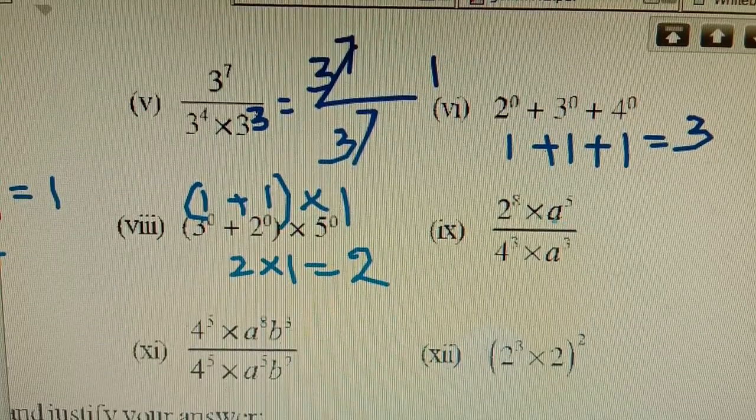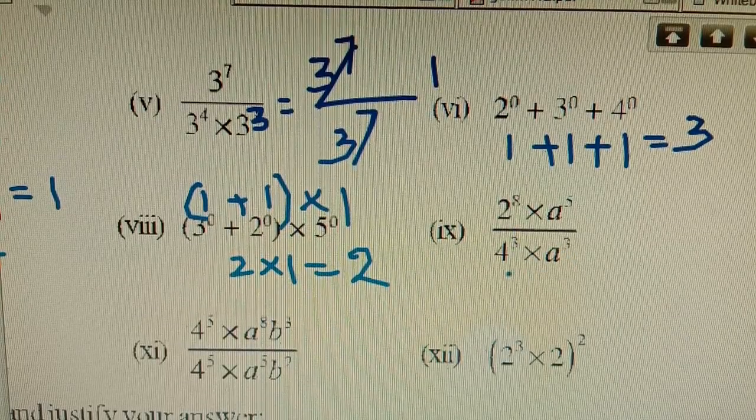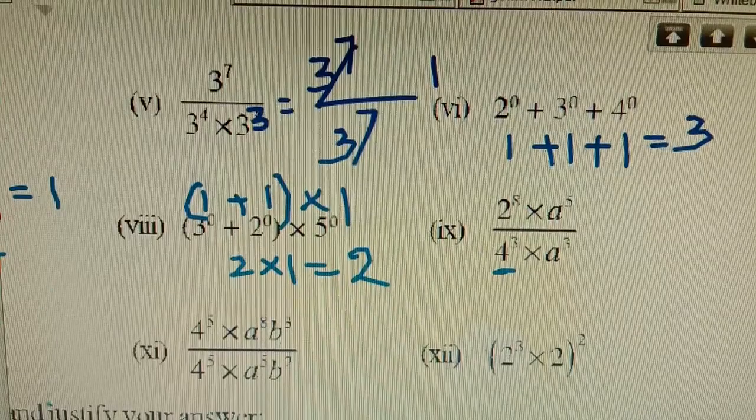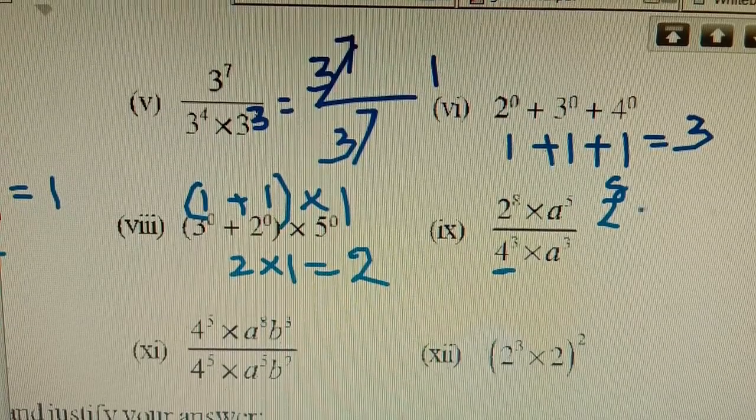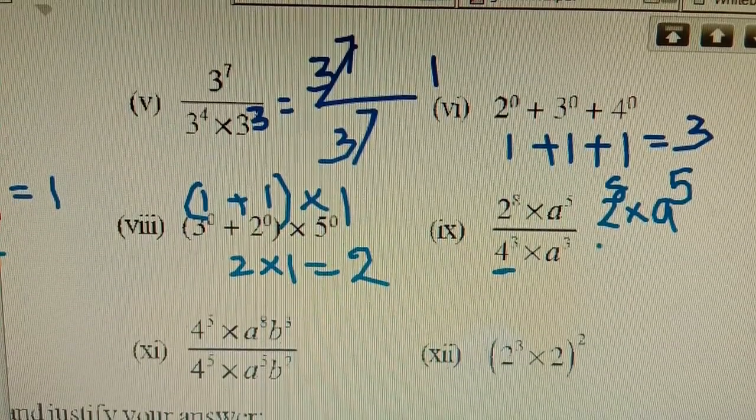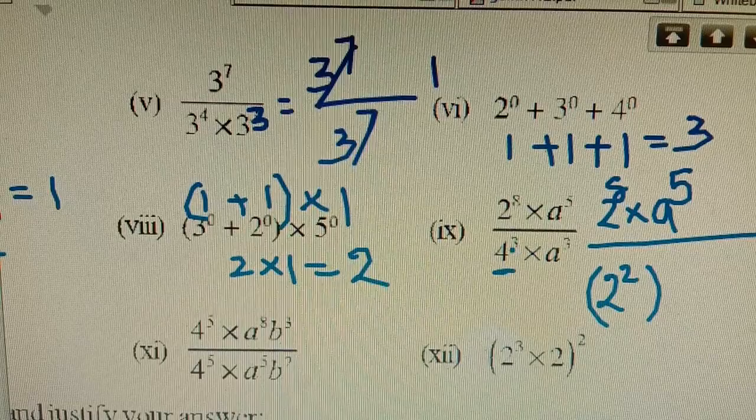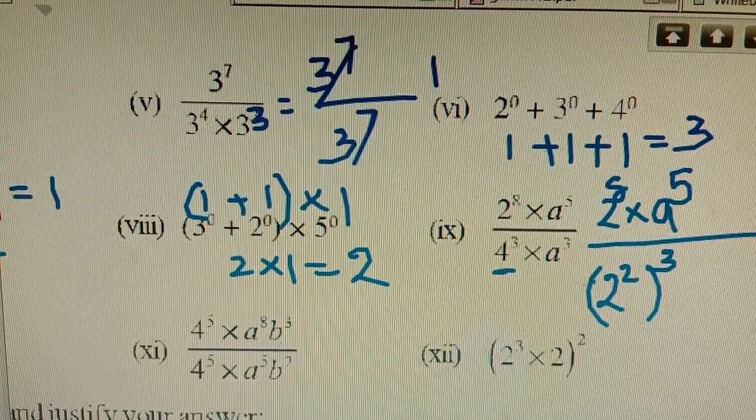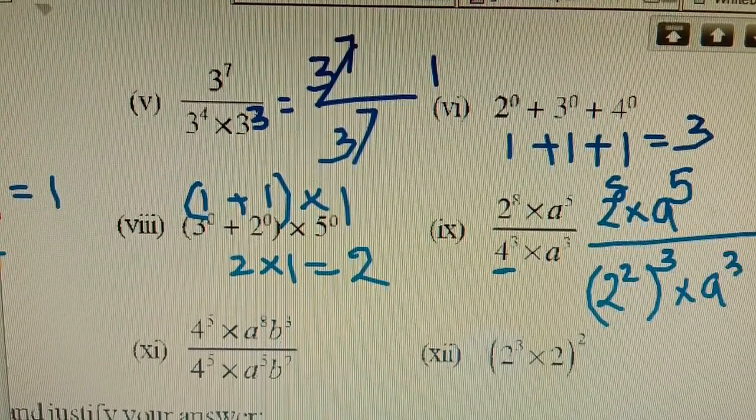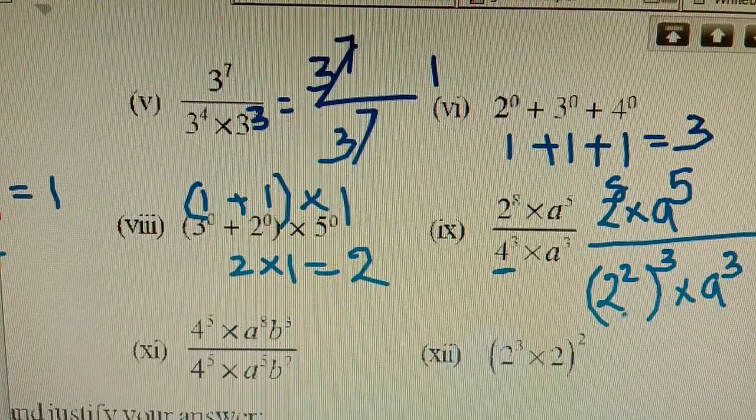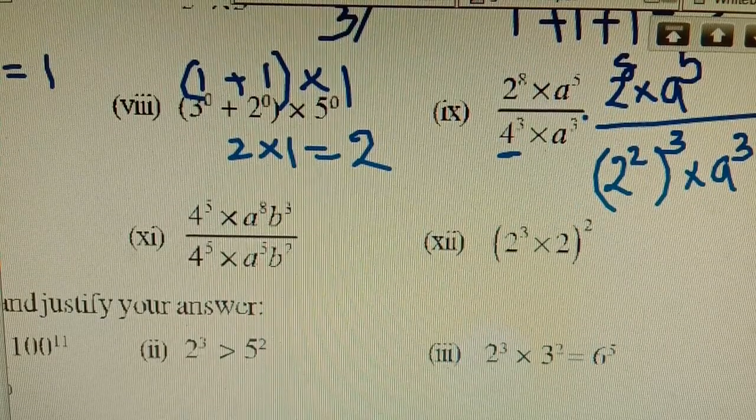Here 2 to the power 8 into a to the power 5 divided by a to the power 3. Here this 4 we can write in powers of 2. So how can we write? Numerator 2 to the power of 8 into a to the power of 5, then divided by this 4, which is 2 square, then 2 square the whole cube. 4 cube ഇല്ലേ, so 4 പകരം 2 square എഴുതി, പിന്നെ അതിൻ്റെ ക്യൂബ്, 2 squareൻ്റെ ക്യൂബ്, then into a to the power 3. So we can simplify the denominator once more, then 2 to the power 2 whole cube എന്ന് പറയുമ്പം that is 2 to the power 6 ആകും.